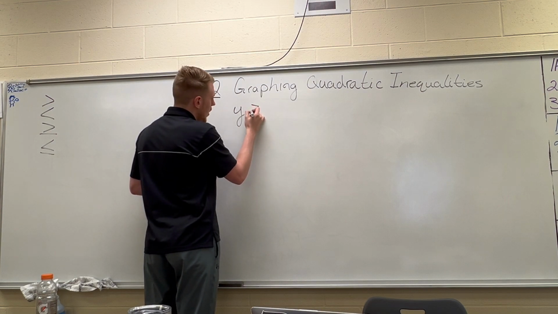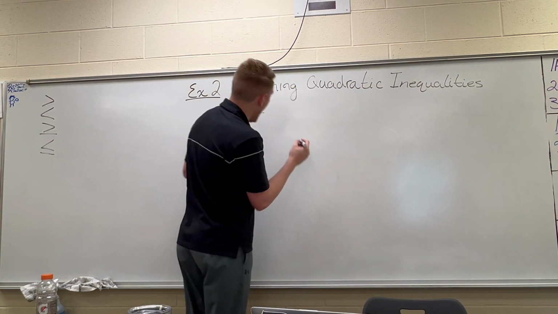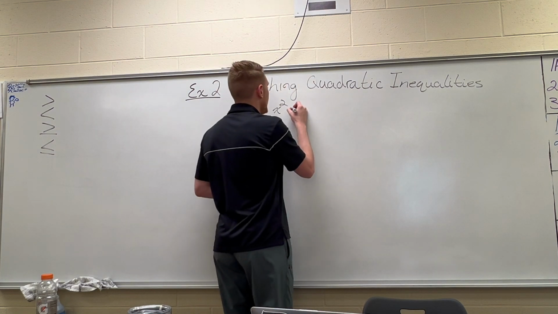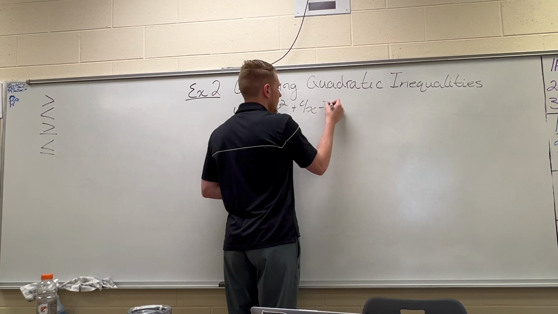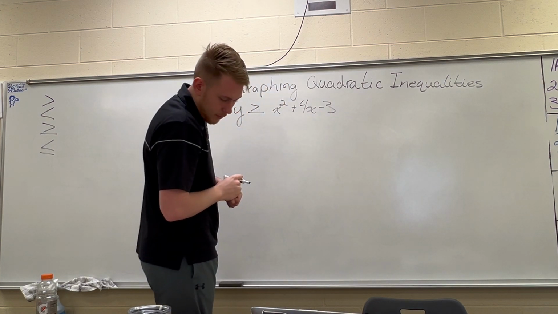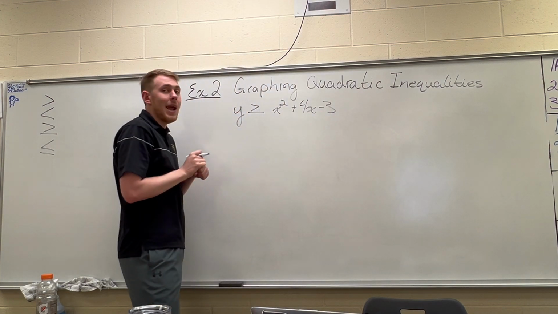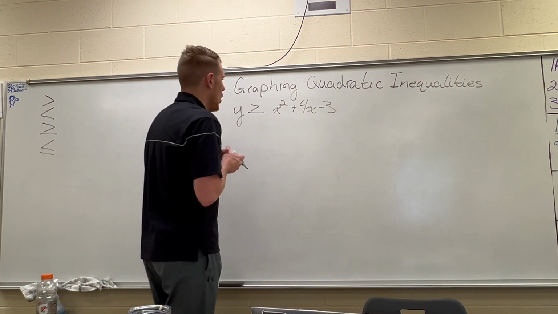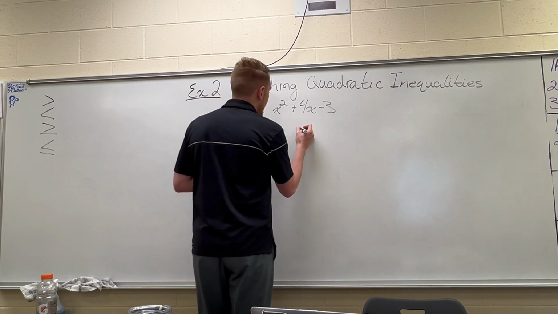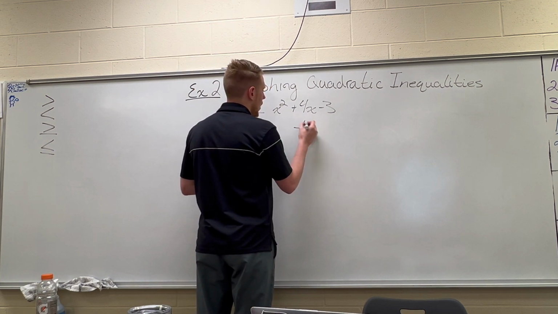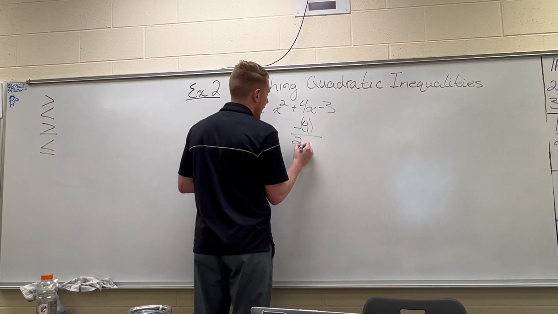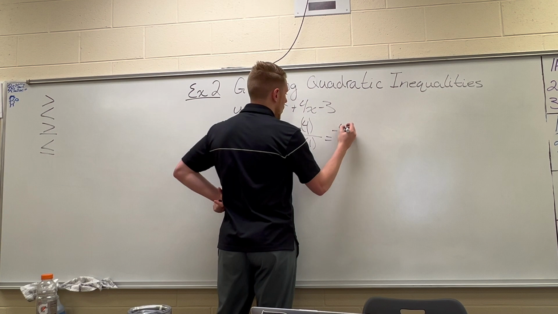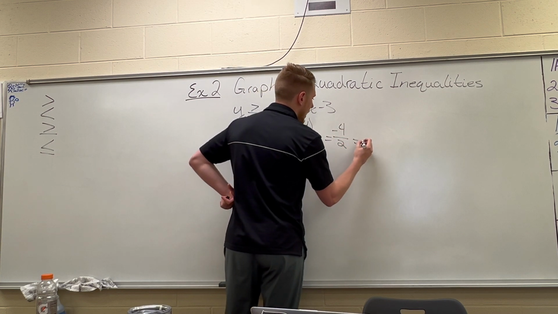y is greater than or equal to x squared plus 4x minus 3. Okay? In terms of how to get the graph, that's the exact same thing as what we've been doing. So, how do I get my vertex? Negative b. So negative 4 over 2 times 1. So then I get negative 4 over 2, which becomes negative 2.